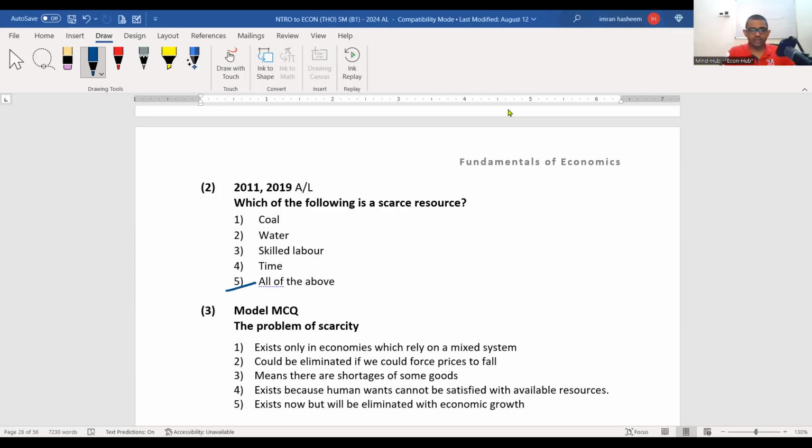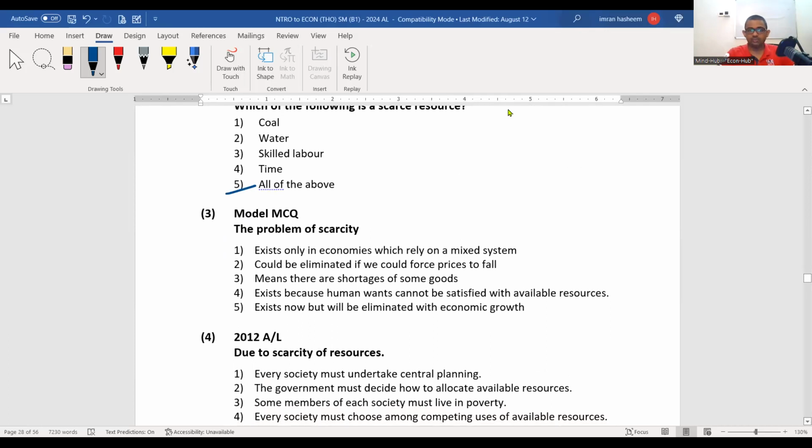Okay, right. Then a model MCQ question: the problem of scarcity exists only in economies which rely on a mixed economic system, right? No, scarcity is a common problem. It's a universal problem, right? So some of you are forwarding your answer. Really good, right? It's a universal problem. It's not only affecting some economies, mixed economic system, market economic system, planned economic system, and not the others. No, you can't say that. It's a common problem. Secondly, could be eliminated if we could force prices to fall.